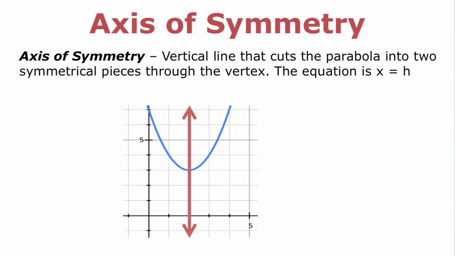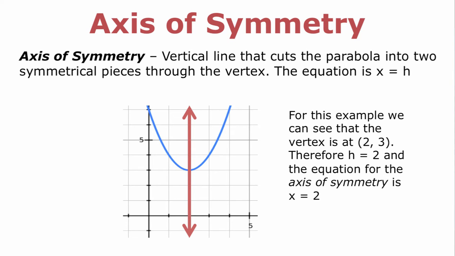Since this is a vertical line, it is x equals, and since it goes to the vertex, it'll be the x value of the vertex. In this particular graph, if you look at the scale, our vertex is (2, 3), so therefore the equation for the axis of symmetry is x = 2, since the h value of your vertex is 2.